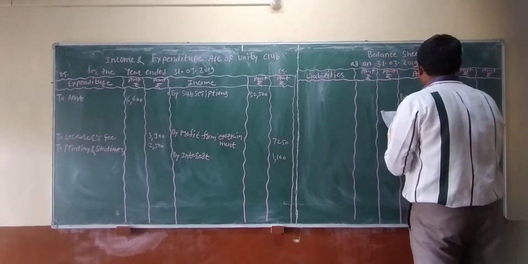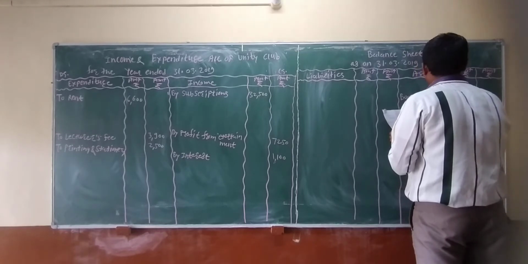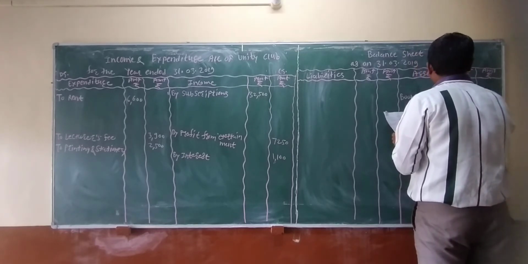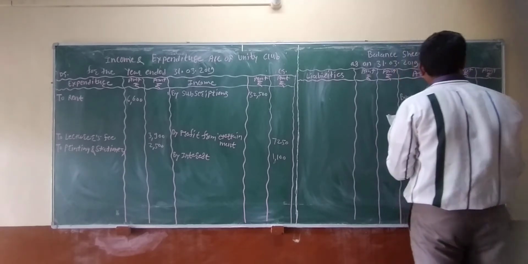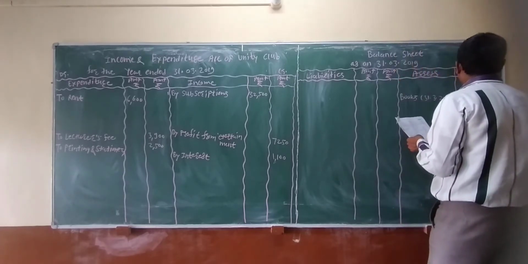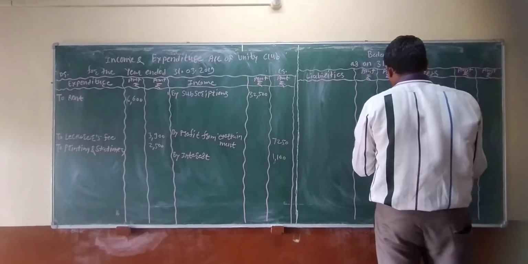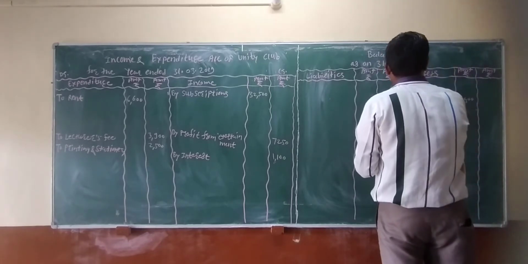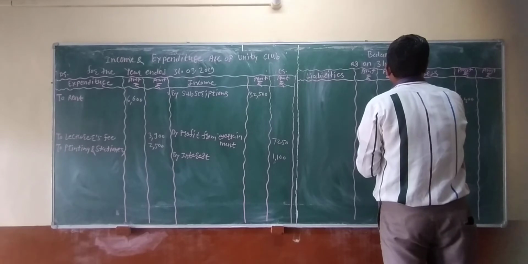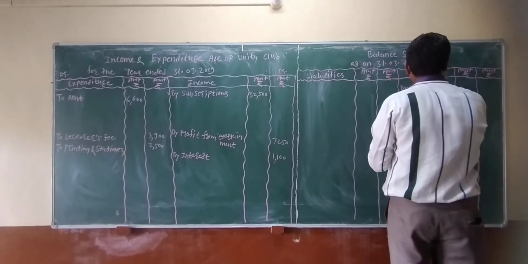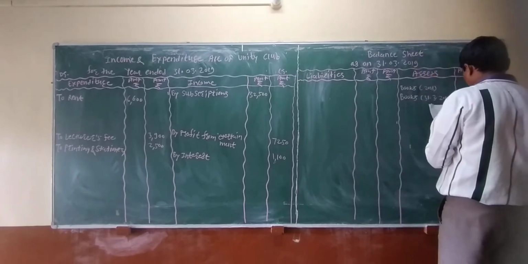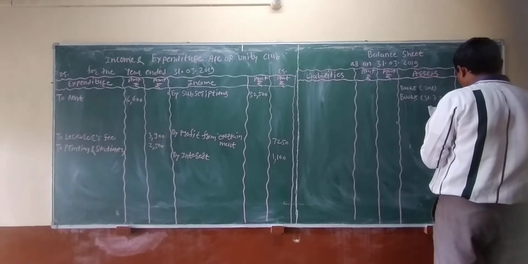Books as on 31st March 2019, 8,400. So the previous books are there, books of 2018, so that amount is 2,000.